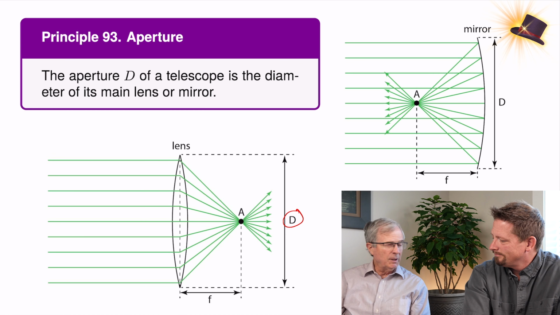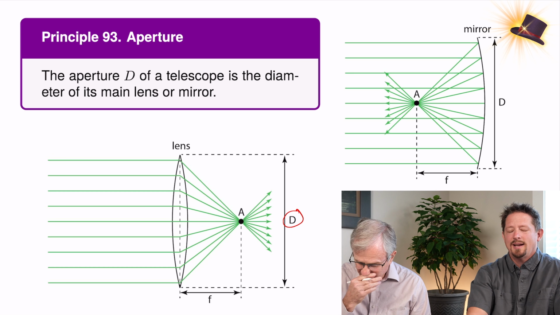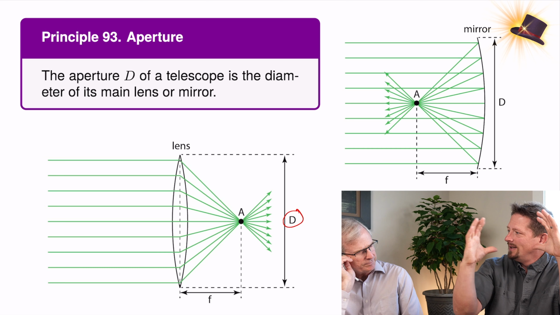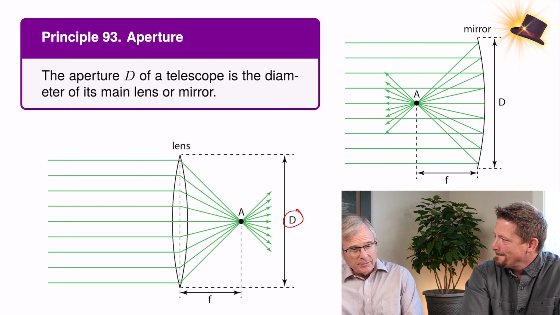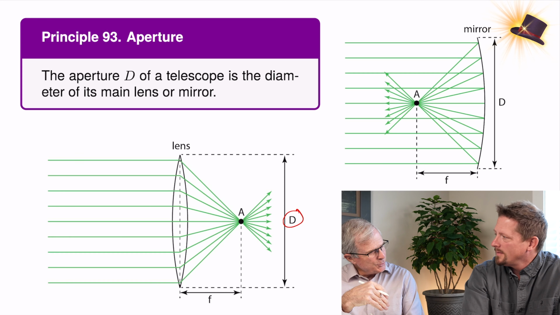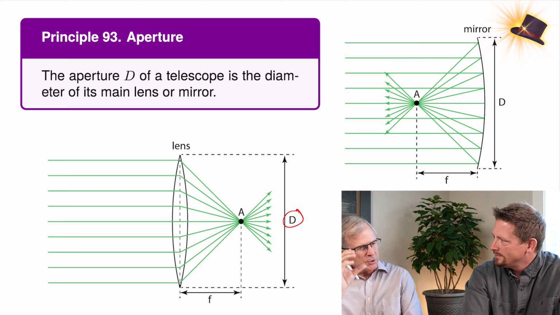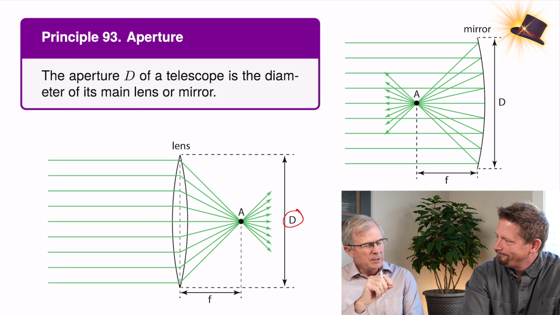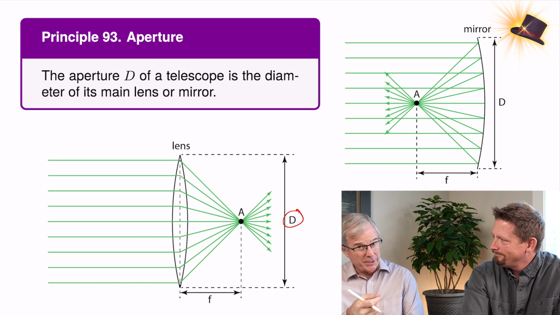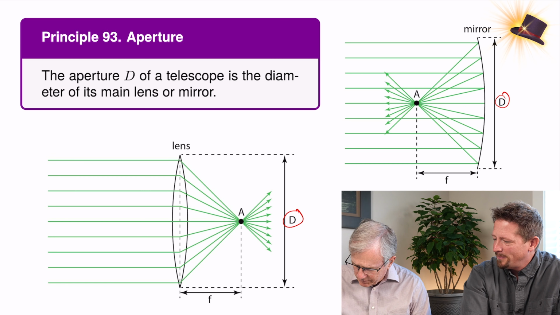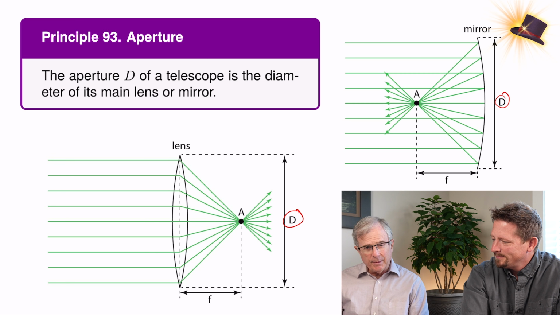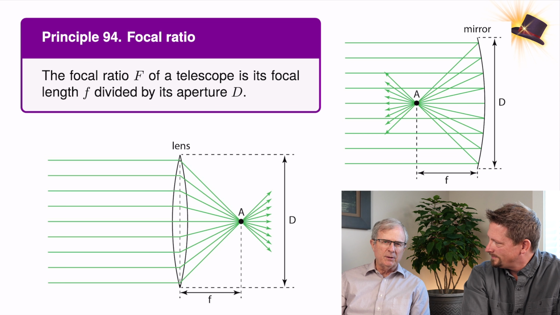Usually they're measured in millimeters. But that's how much light it's sucking up. That's where the rubber hits the road. As we'll talk about in a future video, aperture affects not only how much light you gather, but how good a resolution you can get. The bigger the aperture, the more detail you can see because of a phenomenon called diffraction, which is related to the wave nature of light. So the bigger the diameter, the more light you're going to capture, and the more detail you'll see.